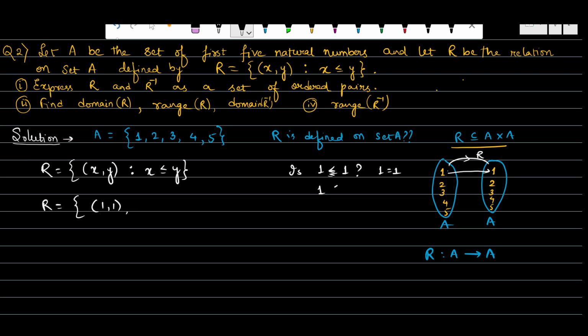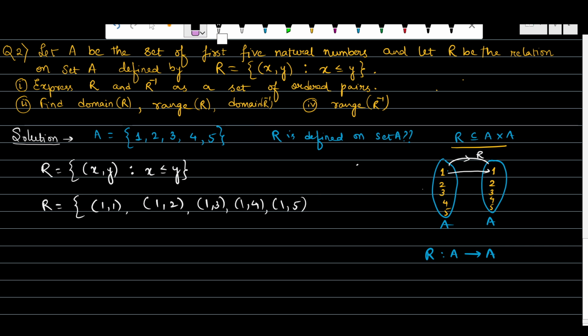Is 1 less than or equal to 2? Obviously yes, as 1 is less than 2. So this pair will also come. Similarly (1, 3), (1, 4), (1, 5) will also come, right? Then this means 1 will map with every element from here.